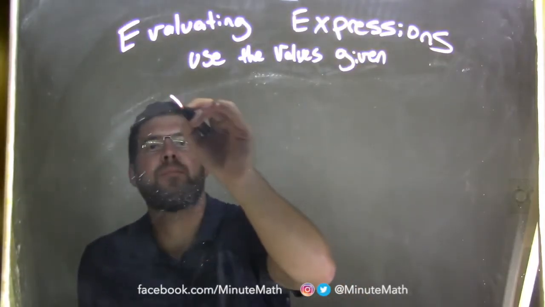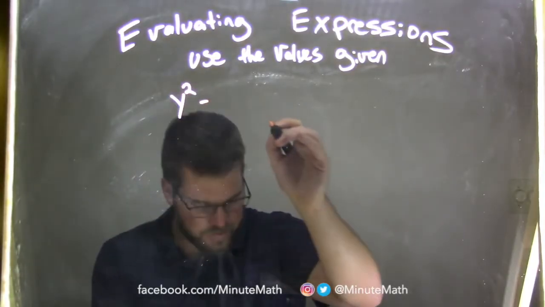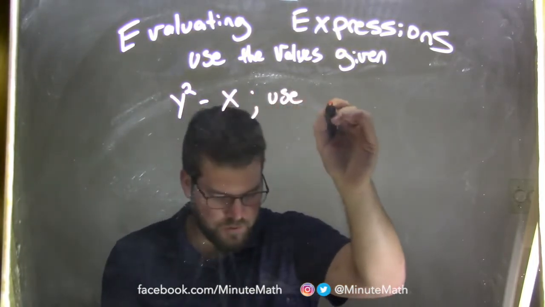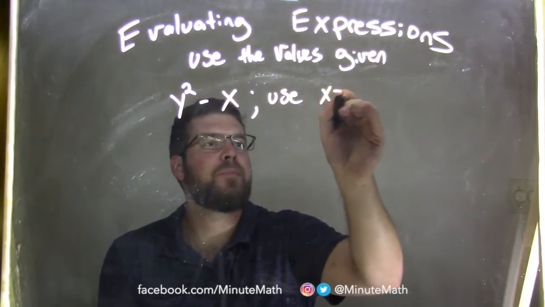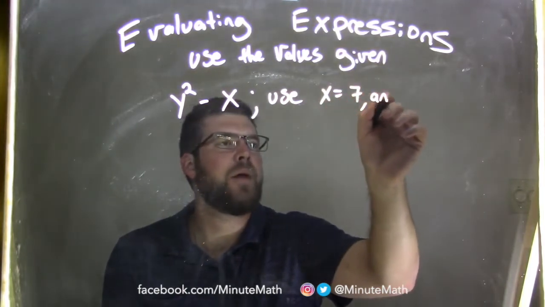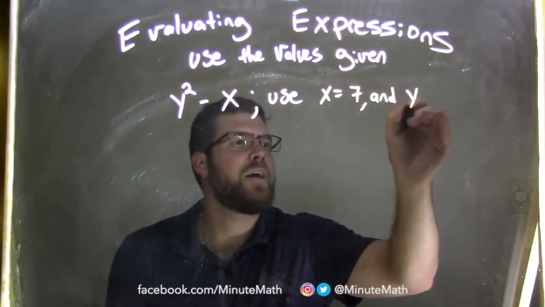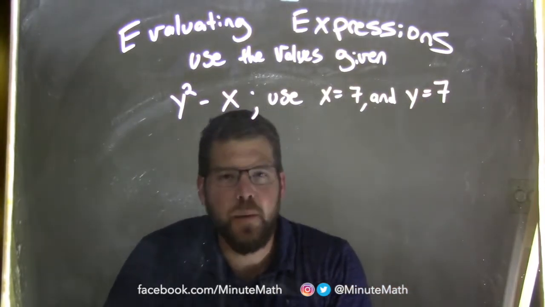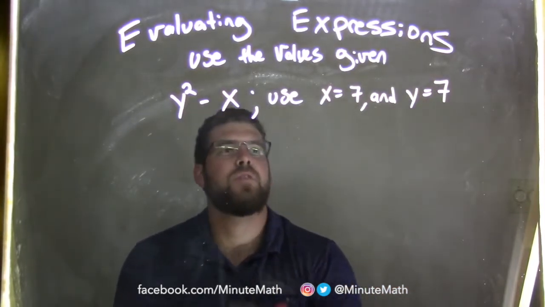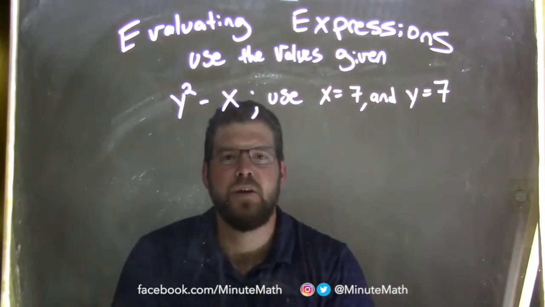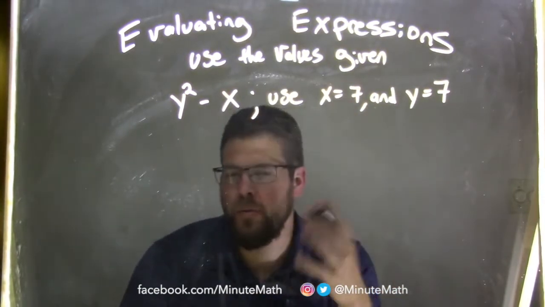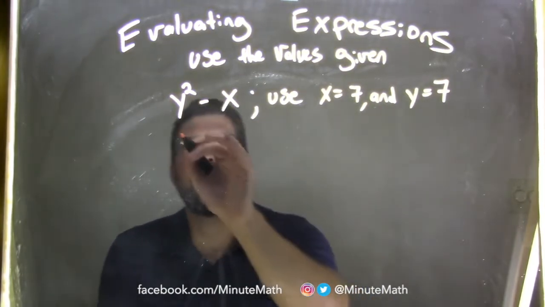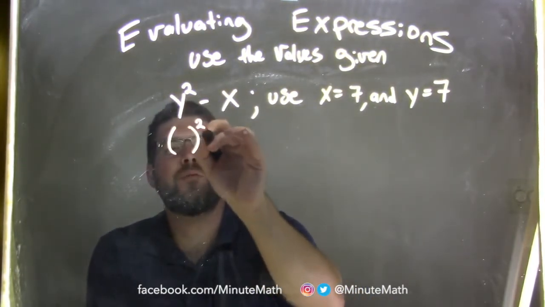Y squared minus x. And I need to use these variables, x equals 7, and y equals 7 as well. So we want to substitute in first. So if x is 7 and y is 7, right? Well, they're both the same. So for every y and x, we put 7 in, but it's always good to keep track visually of where it came from. Y squared, right?